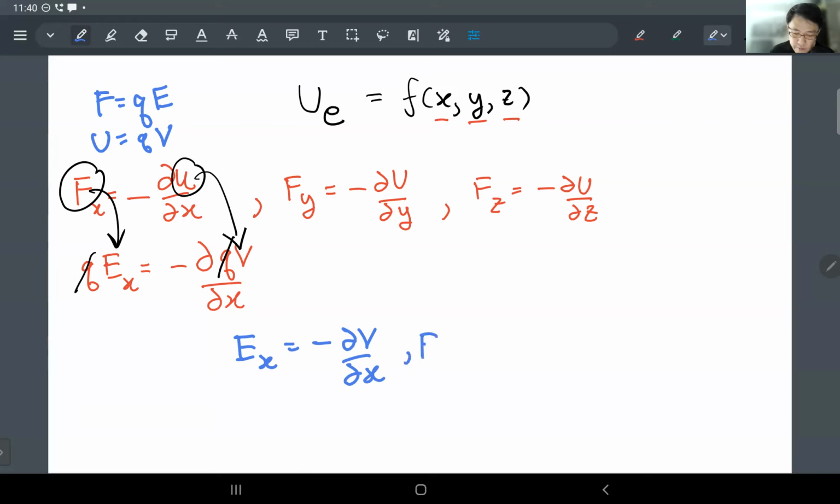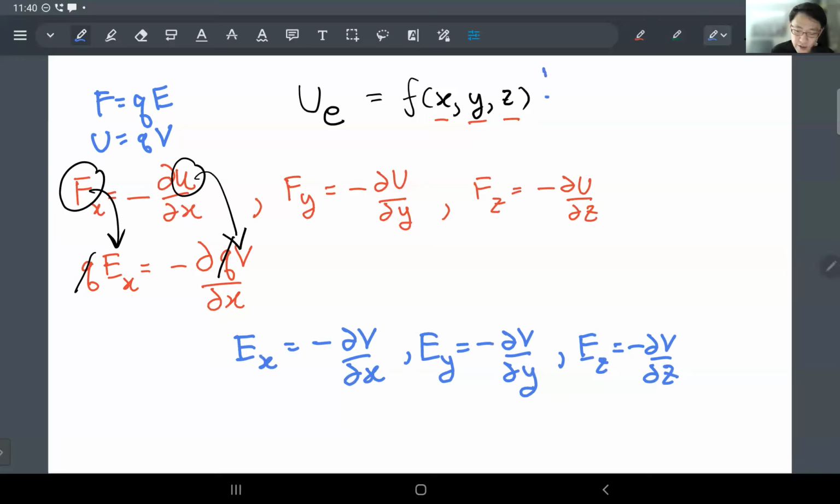You can keep going for the Y component. You take the derivative of the potential along the Y, put the negative sign into it. Bam, you're done. The Z component is the negative derivative of the potential along the Z, slap in the negative sign. Bam. That's how you connect the potential function and the electric field function.